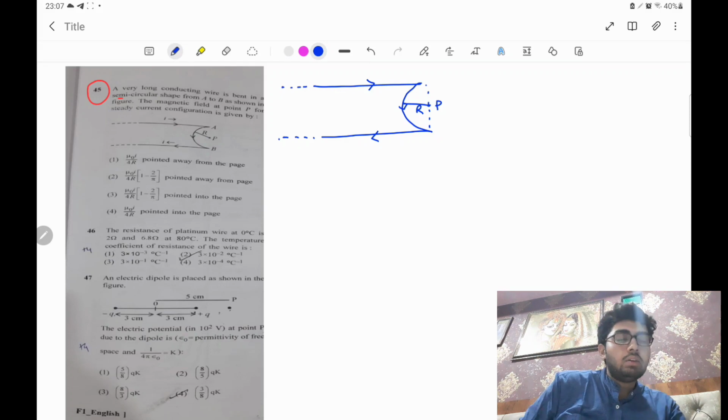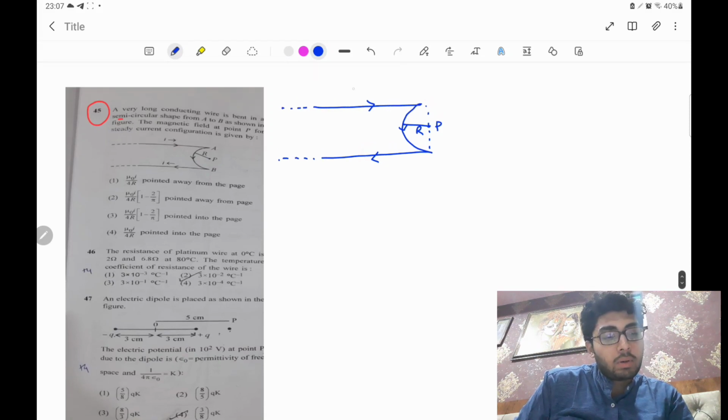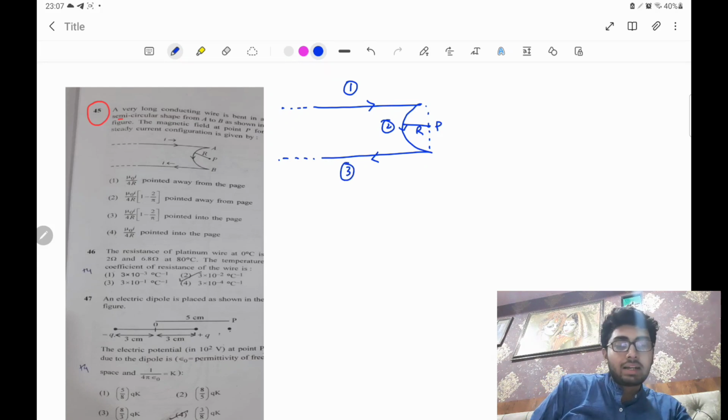Now very clearly you have three segments, number 1, number 2, and number 3, and I just want to write down the magnetic fields due to these three parts one by one. Then I will do the addition or subtraction depending upon the direction of the magnetic field.